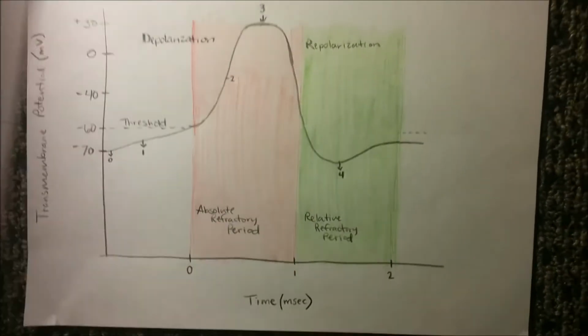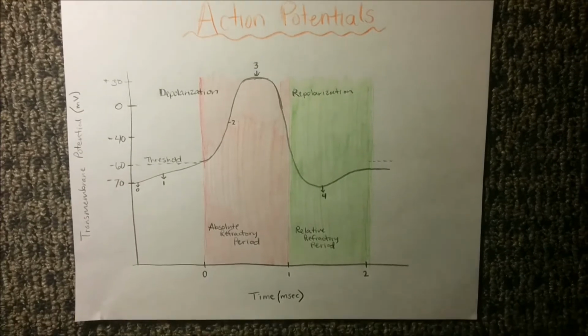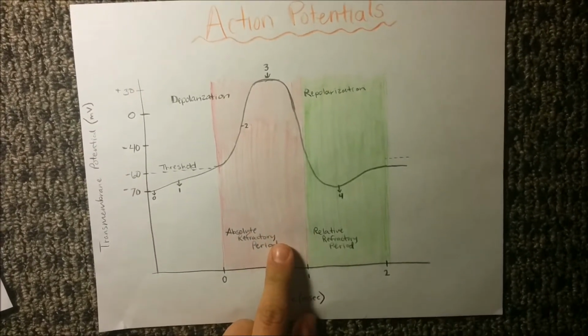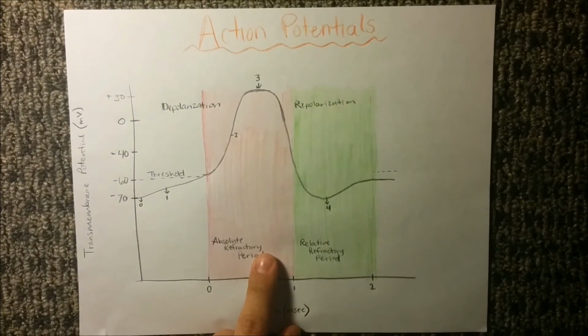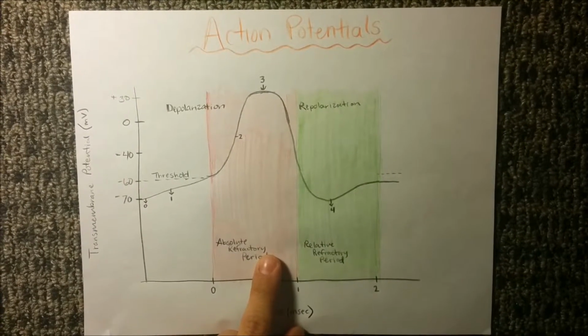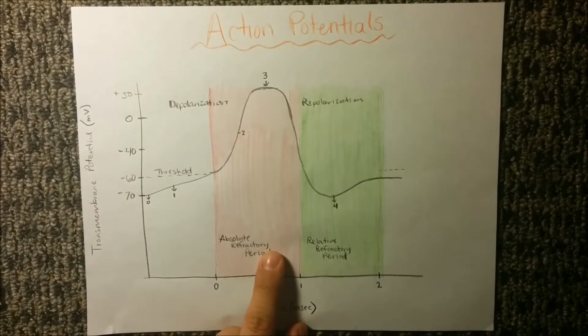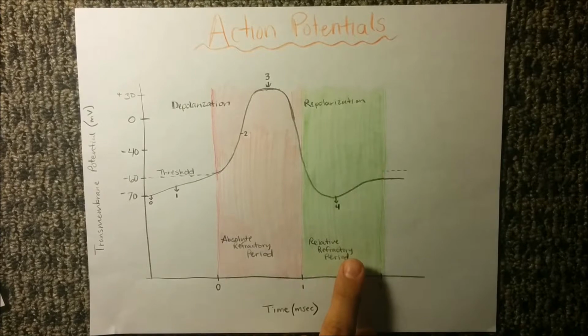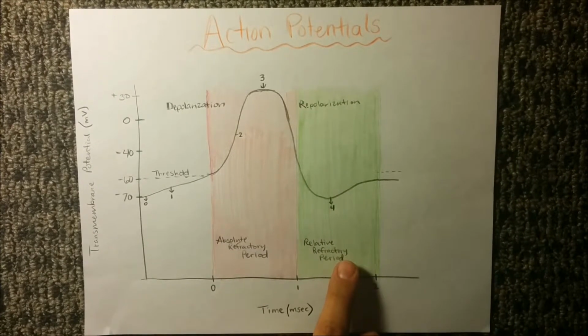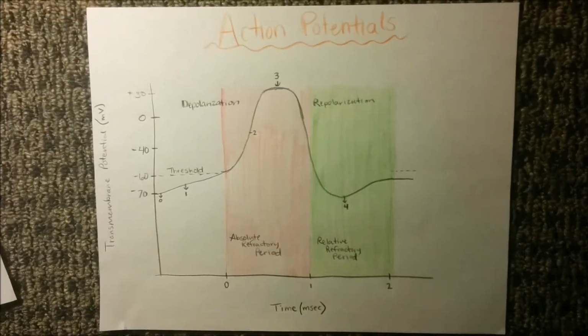In action potential, there are two important periods that occur. On the graph shown, the red part is known as the absolute refractory period, in which the membrane cannot respond to further stimulation. The green part is known as the relative refractory period, in which the membrane can respond only to a larger than normal stimulus.